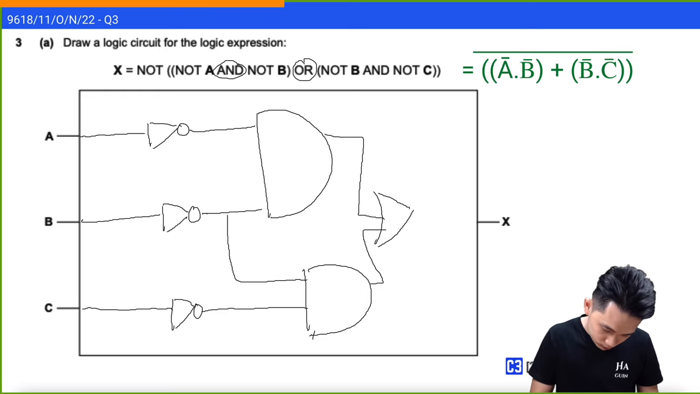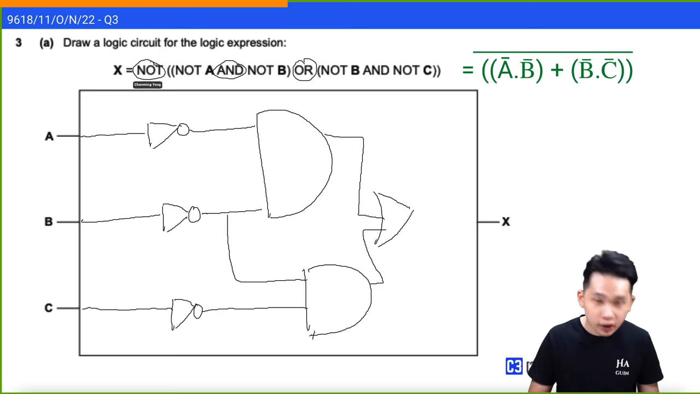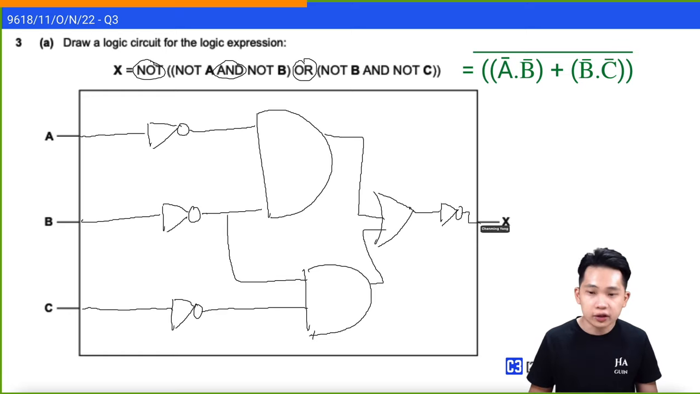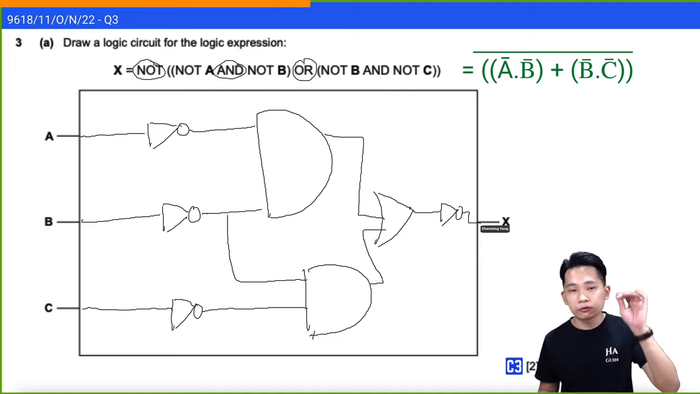And then finally, it will be this NOT gate here. So how do you draw this NOT gate here? It's quite easy. You can just take this output here, and then you can just draw the NOT gate here. And then finally, you just go to X here. Okay, so this is how you can draw the full logic circuit.